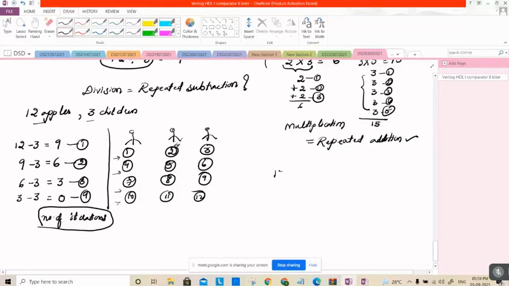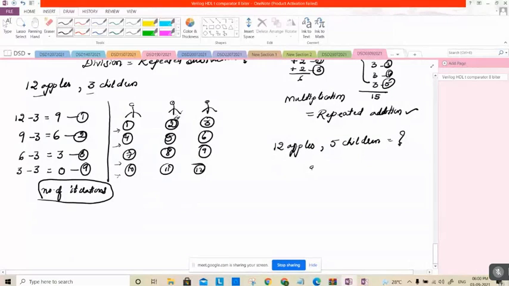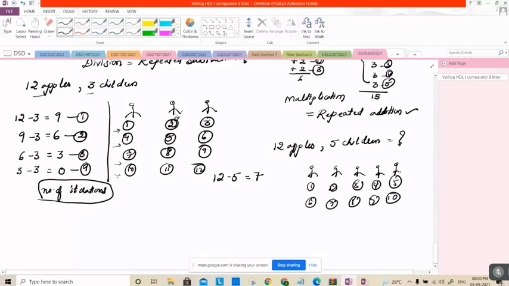Suppose it is the same 12 apples, sir, how do we find out for this case if there are five children? How do you solve this? Five, five, subtract and the leftover is the remainder, right? So the five children will be there: first, second, third, fourth, fifth, first round. So 12 minus 5 is equal to 7. Now there are 7 apples. Again I will give to all the members: 6, 7, 8, 9, 10. 7 minus 5 is equal to 2. Now I am left with 2 apples. I cannot give 2 apples to all the 5 members.